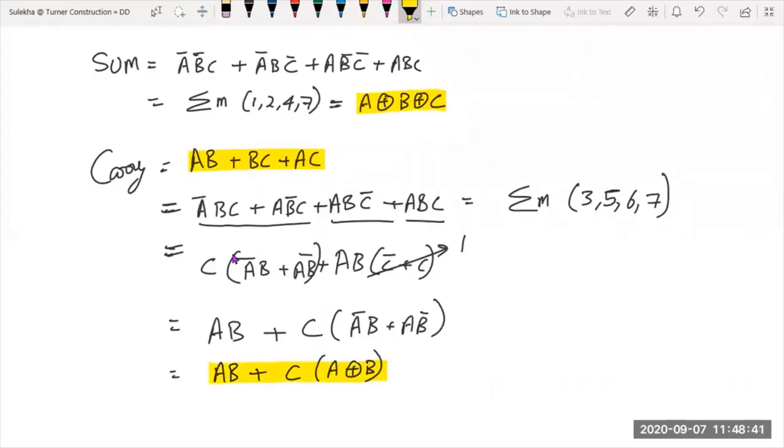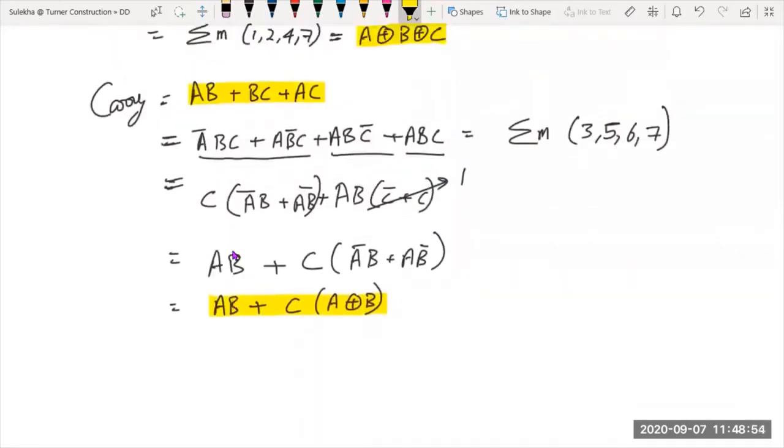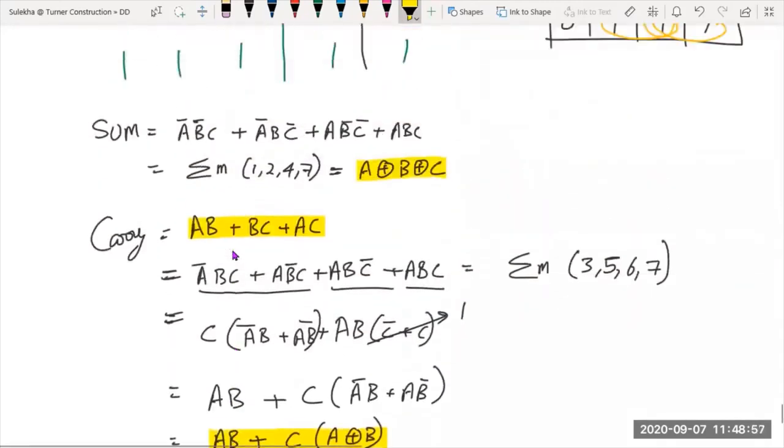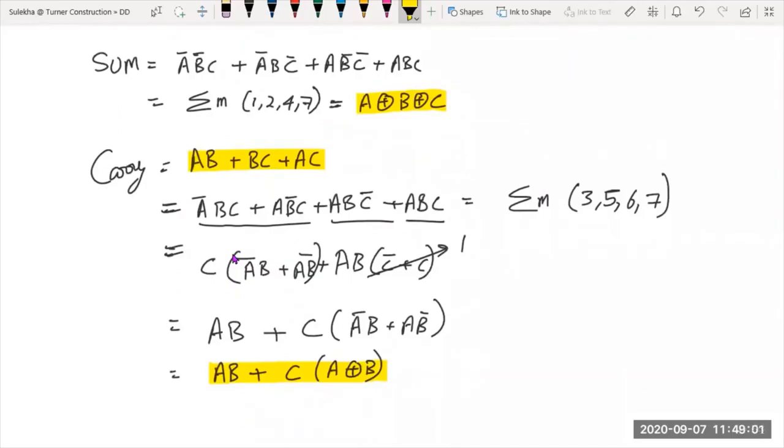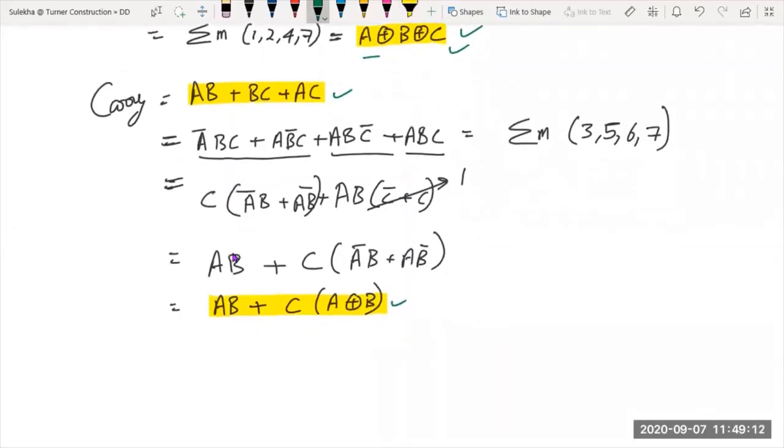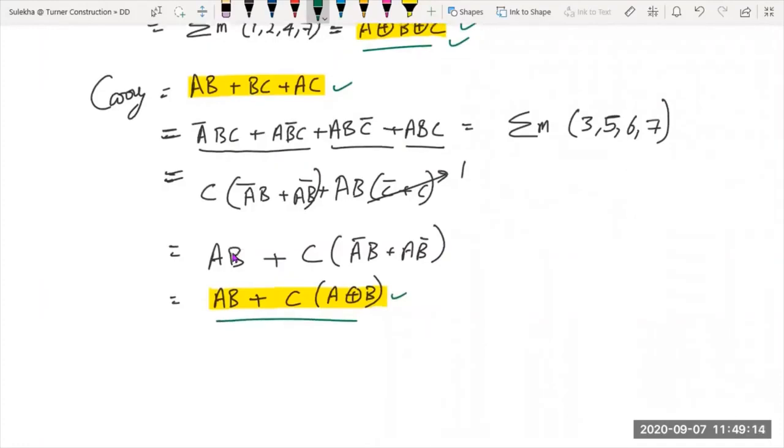Now after analyzing the expressions of sum and carry, we can design the circuit for that full adder box also. So if you want to design a circuit for the full adder box, if you don't have any restrictions, either you can take these two for designing your circuit without any restriction, or these two. Okay, so let's take this and this for designing my circuit without any restriction.